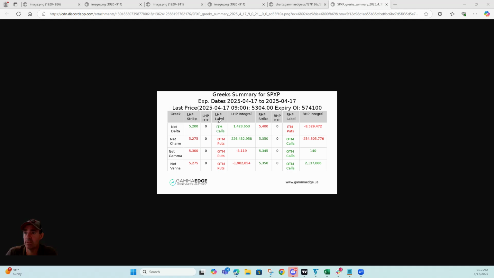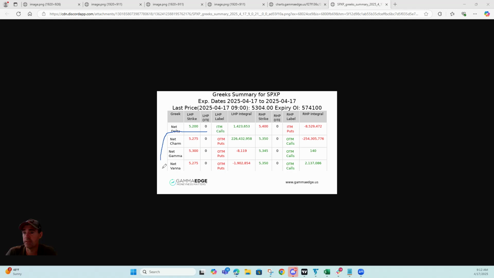And to the downside, we see some in-the-money calls at 5,200. That's why I referenced that level to the downside. If we did see weakness down into that level, that could be an area where we see some stalling or price basically start to rebound off of that level, or at least consolidate.